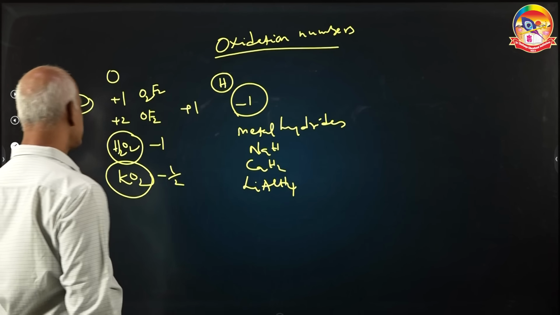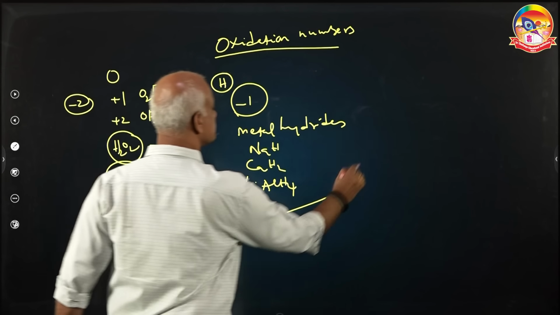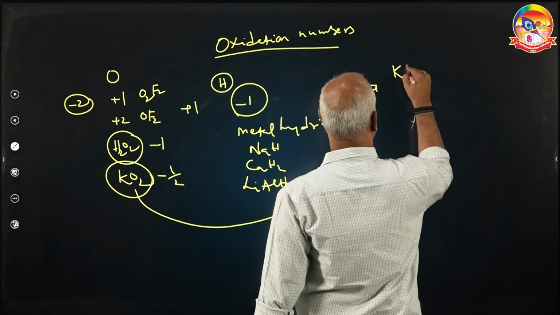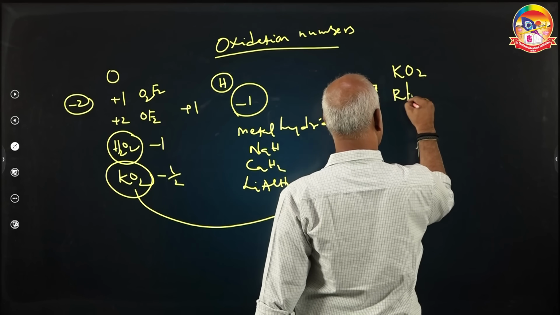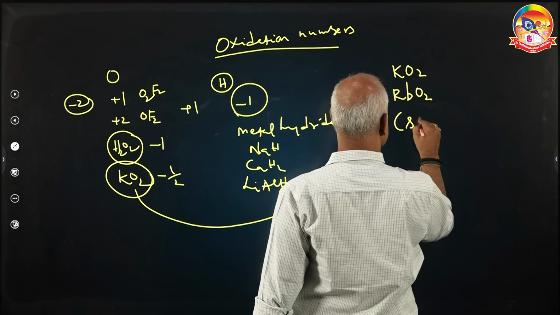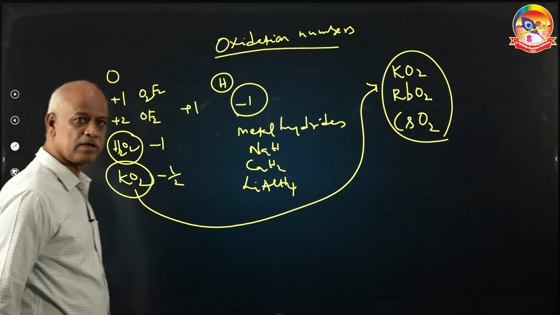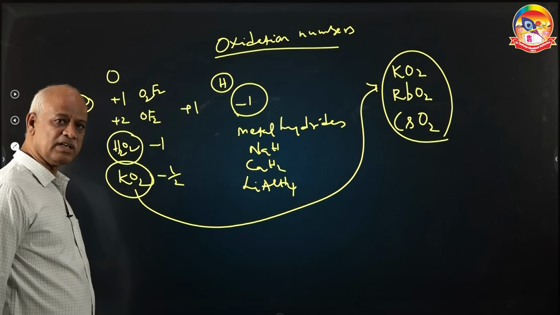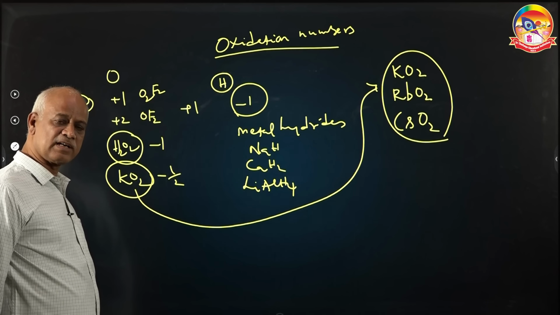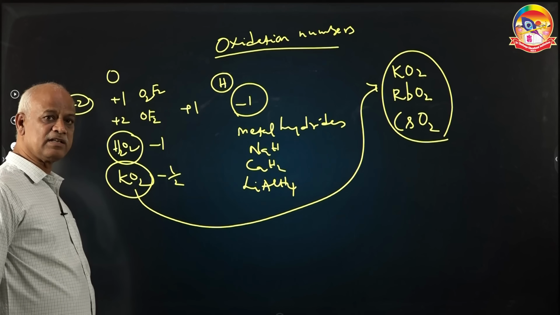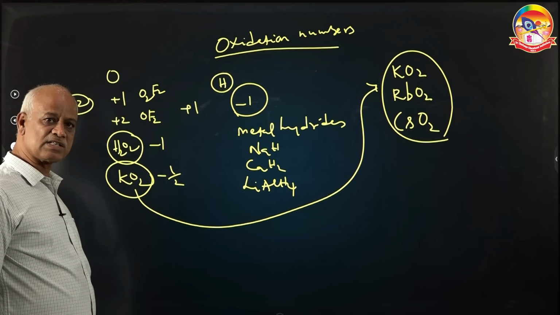How many superoxides are known to you? KO2, RbO2, CsO2. These are the three most important superoxides known to you in chemistry. In these compounds, the alkali metal will have the +1 state. The remaining, in this case oxygen, will have -1/2.